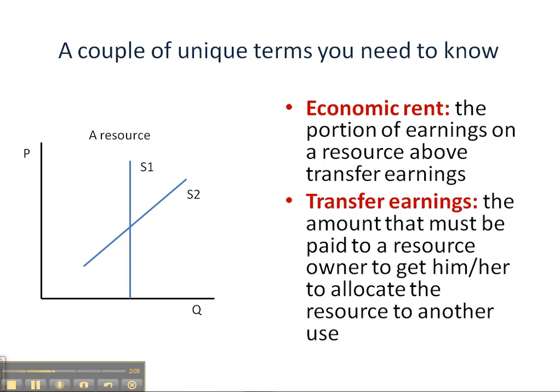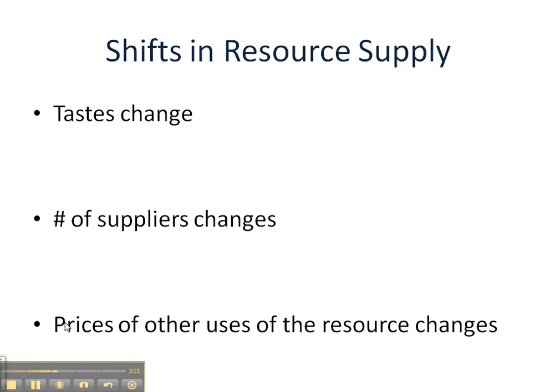Moving swiftly on and shifting subjects, no pun intended. We want to talk about the factors that shift resource supply. Mercifully, there are only three of them. They are taste changes, changes in the number of suppliers, and the prices of other uses of the resources, changes of those kinds of things.